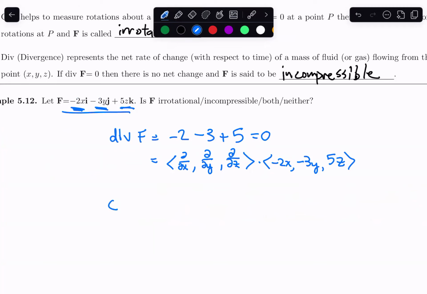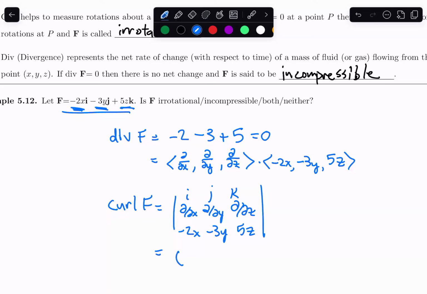Now let's check the curl. -2x, -3y, 5z. And the question is, is this 0 or not? Once you get one of these that's non-zero, you can stop, because if this is a 5 here, then it's certainly not 0. Again, we're looking for exclusively 0 here.